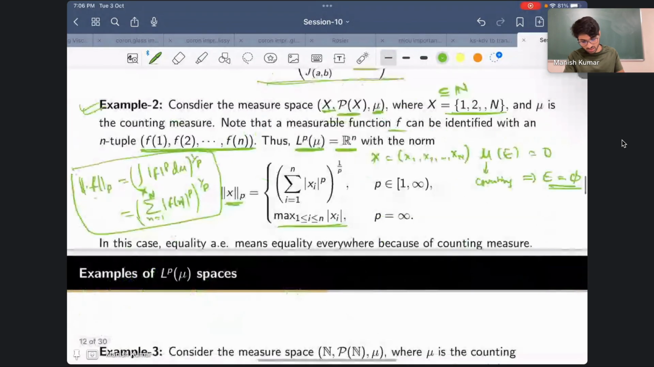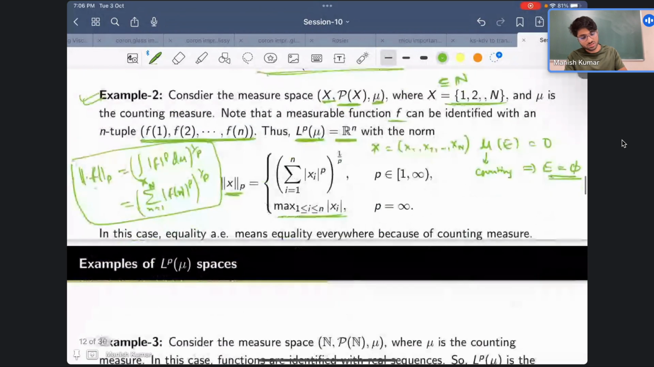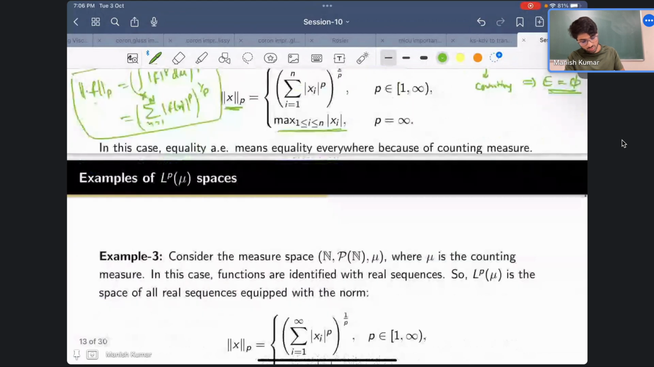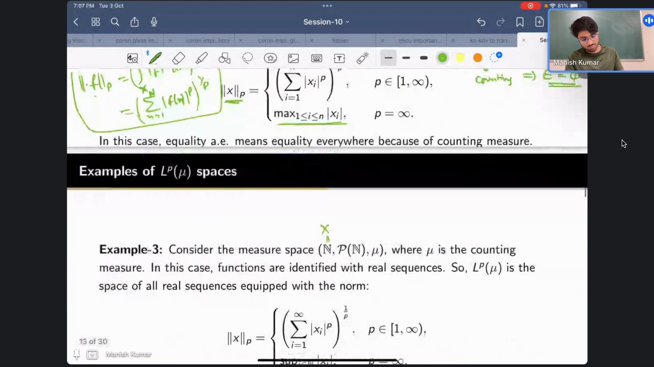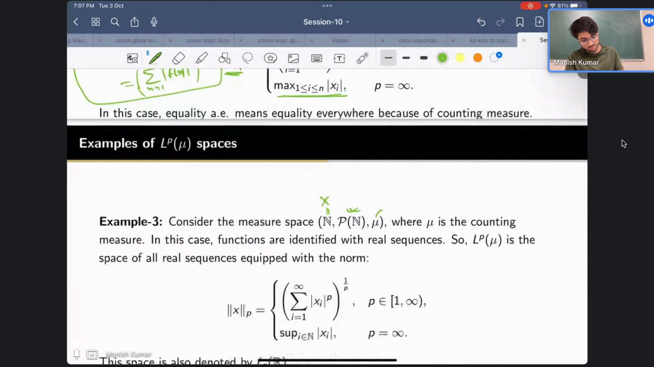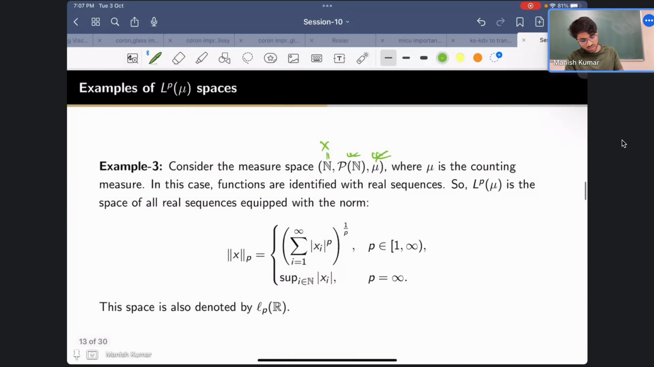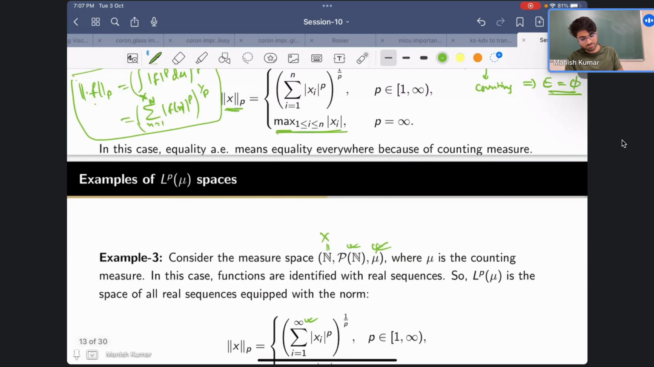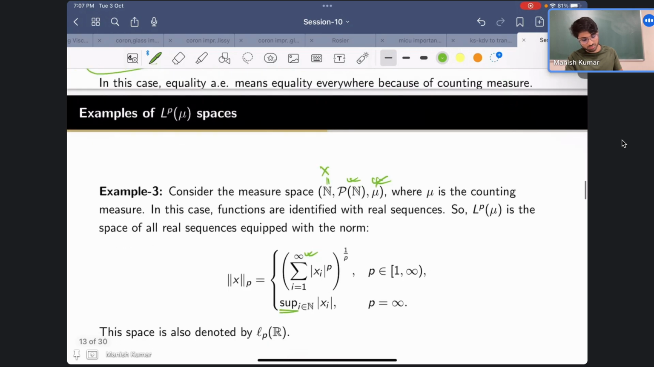Okay, so now instead of just talking about this n, I mean just a finite set, you can talk of the whole natural numbers. So now this is your X, the natural numbers, with the power set, and this μ is the counting measure. In this case, instead of just a finite sum, you will have an infinite sum. The similar argument will work here, and instead of taking the maximum, you have to take the supremum.